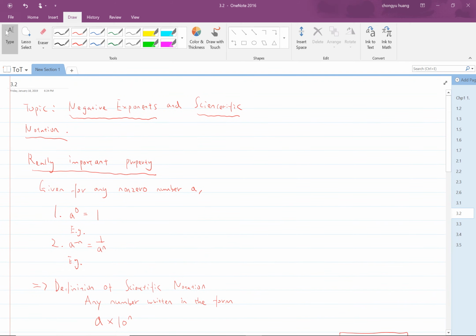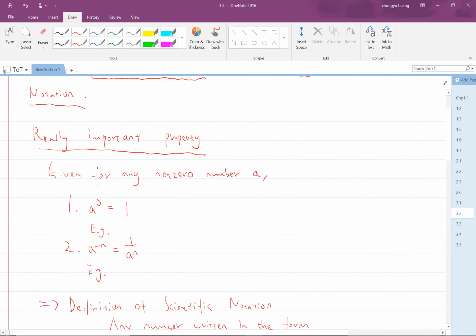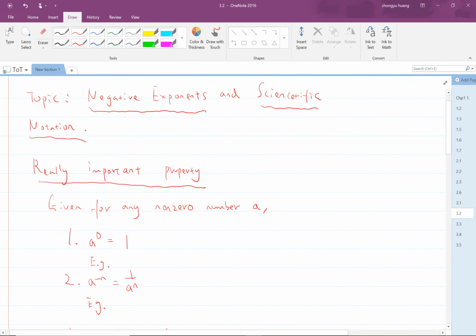All right, let's get started with some really important properties of the negative exponent. If you don't understand what a negative exponent is: negative means minus, and exponent means the power. Usually the meaning of the exponent is the power. As we go further and I explain more, I think you will understand it.